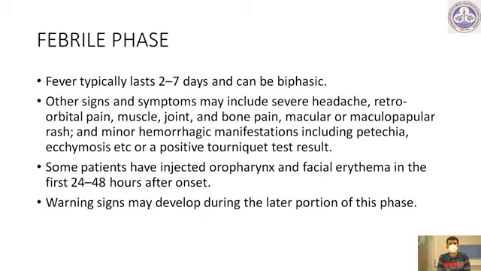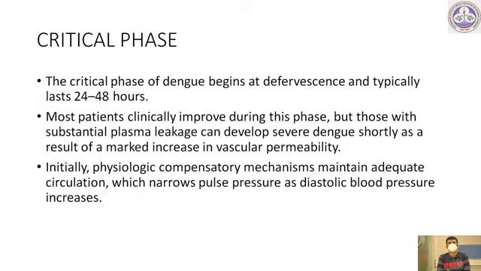Some patients may have injected oropharynx and facial erythema in the first 24 to 48 hours after the onset. Warning signs develop in the later portion of the febrile phase. The critical phase begins at defervescence and typically lasts 24 to 48 hours. Most patients clinically improve during this phase, but those with substantial plasma leakage can develop severe dengue shortly as a result of a marked increase in vascular permeability.